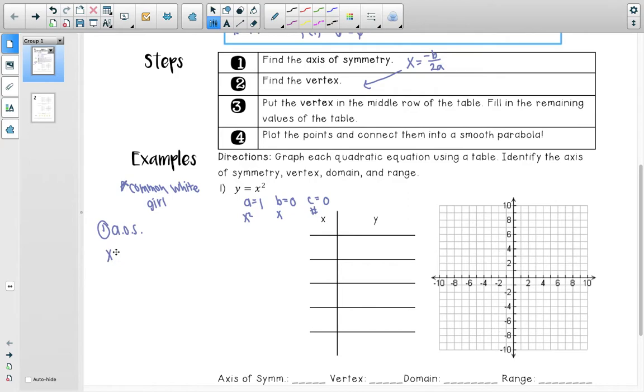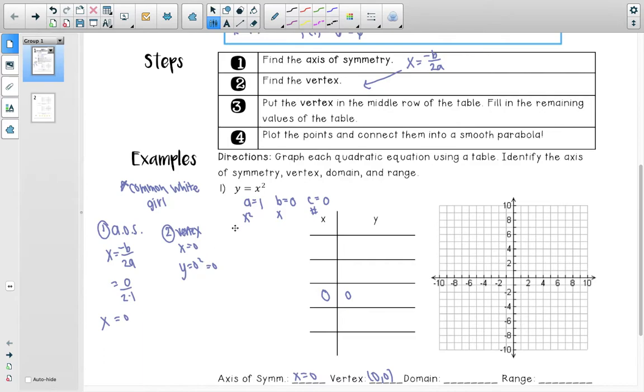Okay, so the axis of symmetry is negative b over 2a. So you plug in 0, you plug in 1, and 0 divided by any number is 0. So our axis of symmetry is 0, which is where the graph will fold in half, so we put that in the middle row. Then we're going to find the vertex. Okay, and when we find 0, we're going to plug that into the equation. So we have x equals 0, we're plugging it in here, so y equals 0 squared, which is 0. So our vertex is 0, 0. And our axis of symmetry is x equals 0.